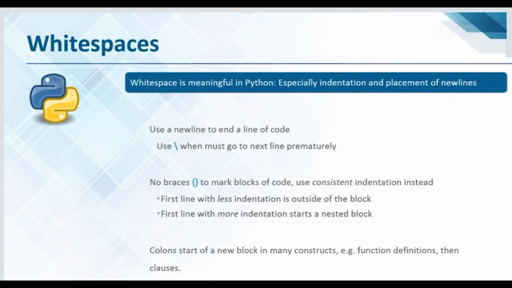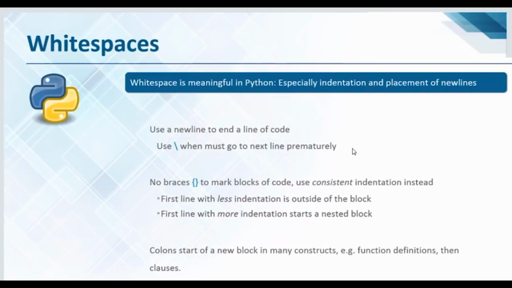Now we can understand what white space is. White space is meaningful in Python, especially indentation and placement of new lines. Use a new line to end a line of code, that is a slash, while we are going to the next line prematurely. White space means those characters which never get printed in the output, but they show you the effect of that particular character, for example new line, horizontal gap, vertical gap, etc.